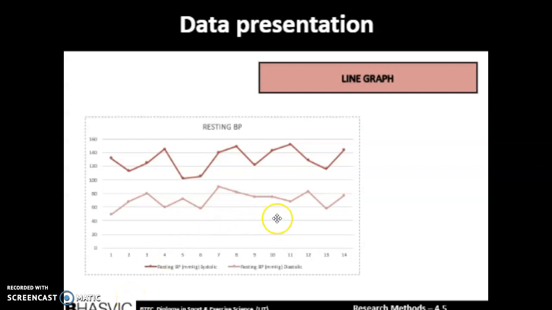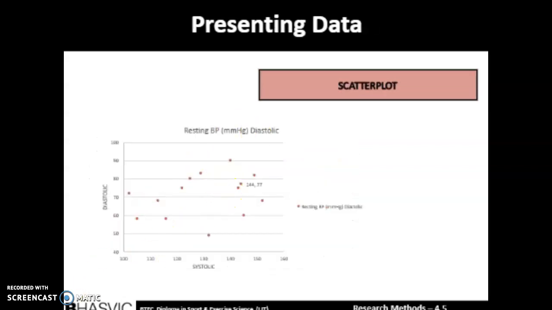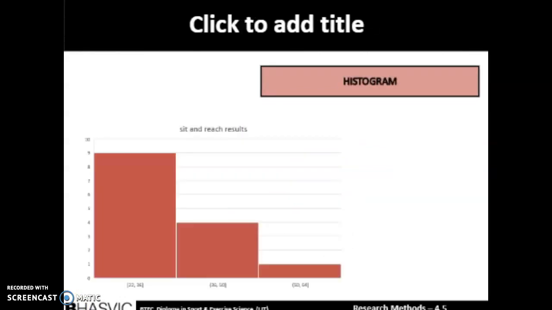So if we look at the peaks here, we've got a peak up here and a peak down here. This does show that when diastolic is high, systolic is high, but it doesn't show it as clearly as on the scatter plot graph.